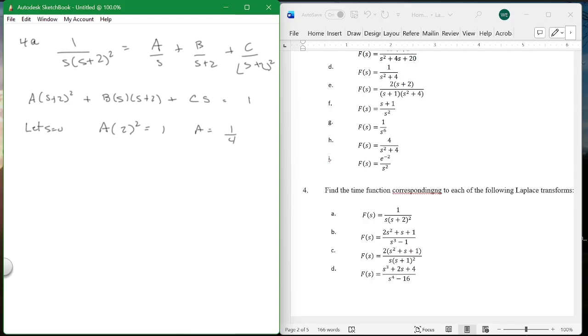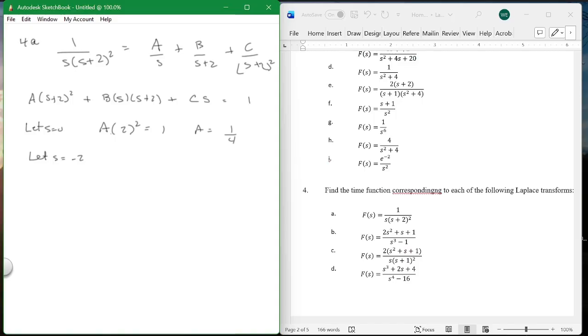The C term is not so bad either, because I let s equal what? Minus 2. That makes sense? Okay. So far, I'm good. But the B term is not so easy. That makes sense? So how do you get the B term? That's the point of what I'm asking you now. How do you get the B term?